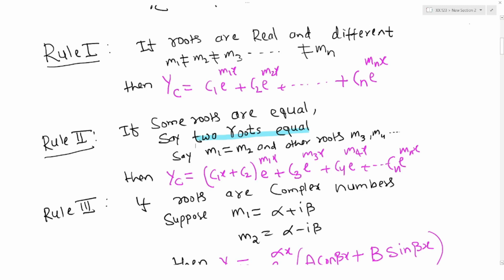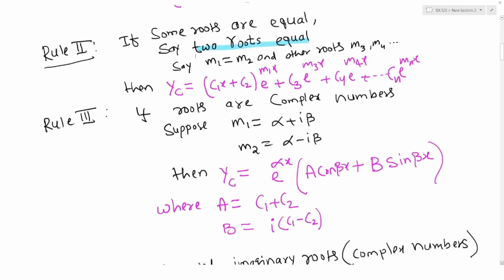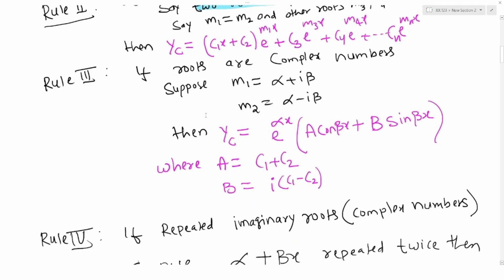Now, rule number 3. If the roots are complex numbers, let us say the two complex numbers m1 equals alpha plus i beta and m2 equals alpha minus i beta. These are the two roots. So in that case, yc equals e raised to alpha x multiplied by a cos beta x plus b sin beta x, where a equals c1 plus c2 and b equals i into c1 minus c2.